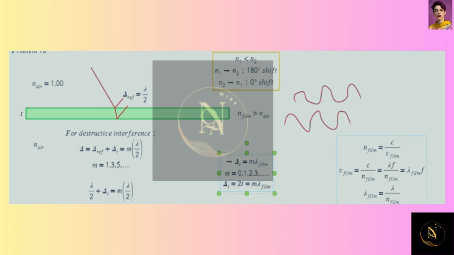And how do we express lambda film in terms of the original wavelength outside in air? Well, we just did that, so 2t is going to be equal to m times lambda in the air over n film. So in order for destructive interference to occur, the thickness must satisfy the equation m lambda over n film, where m is 0, 1, 2, or 3.